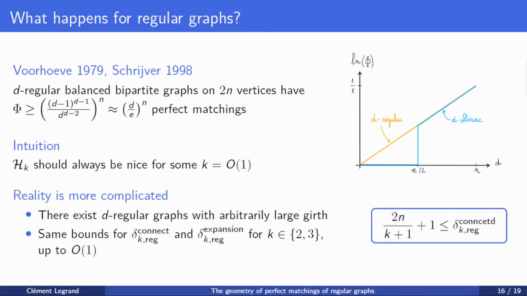And actually that's false. The reason is that for any fixed d, you can find d-regular graphs that have arbitrarily large girth. If they have arbitrarily large girth, the cycles are too long to do any switches on them. So everything is isolated in my space of perfect matchings. So I need to have some sort of relation between my degree and k to have something that works. I cannot have some independent constant.